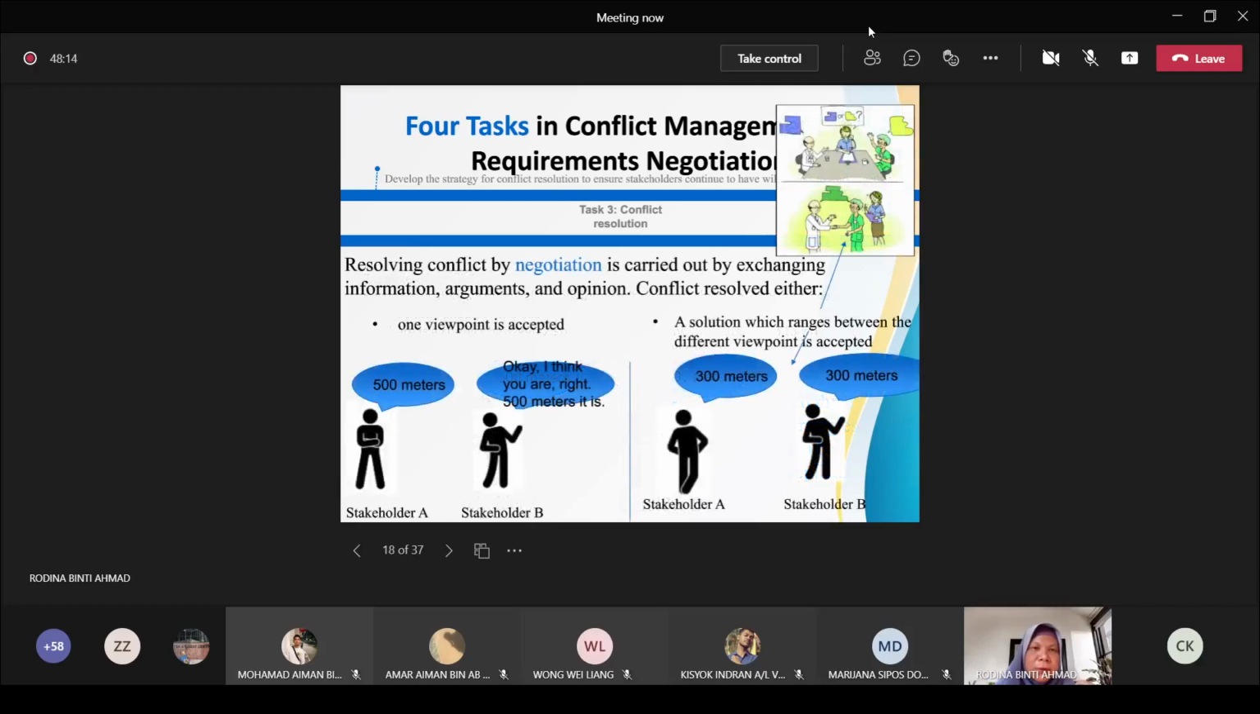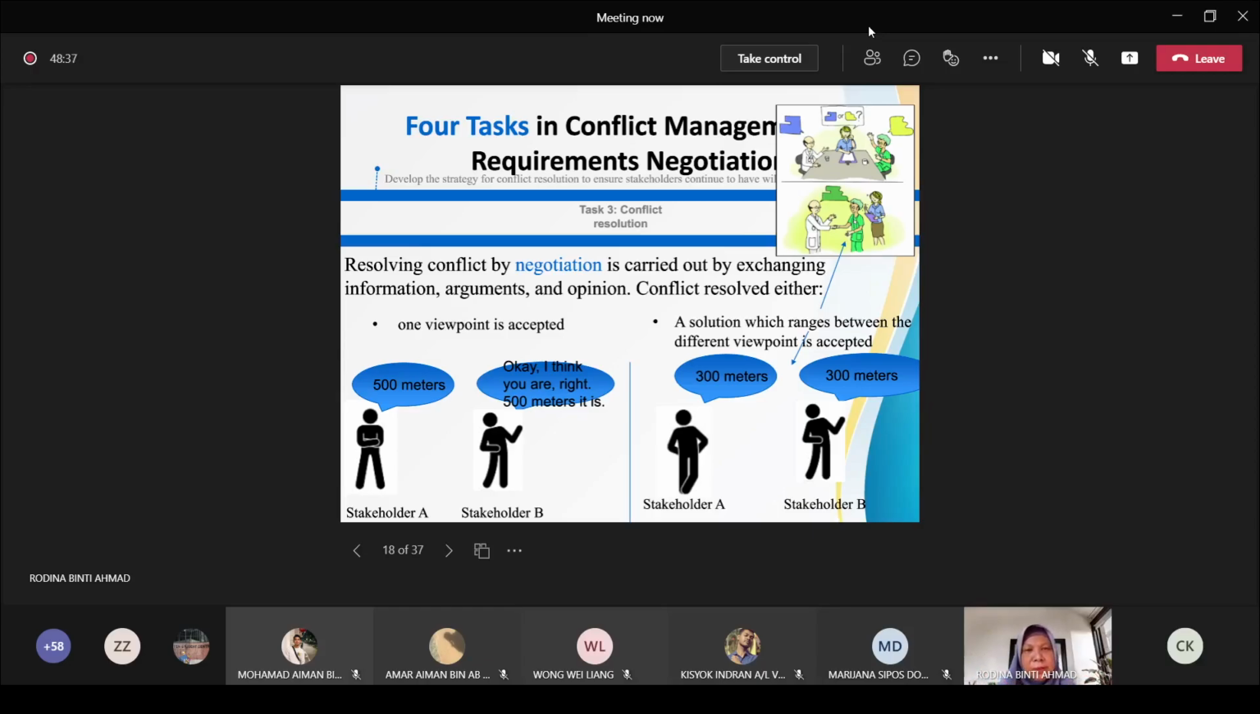All right, so we can resolve this conflict by, for example, if you think that this is not going to have negative impacts or result in some risk, it's just a matter of distance. So we can resolve it by negotiation, by exchanging information, arguments, and opinions, and trying to resolve it.